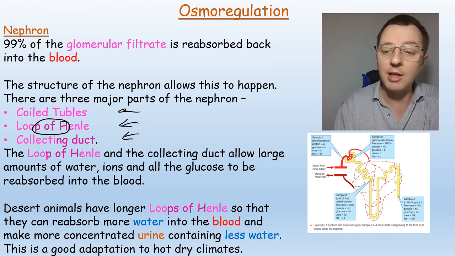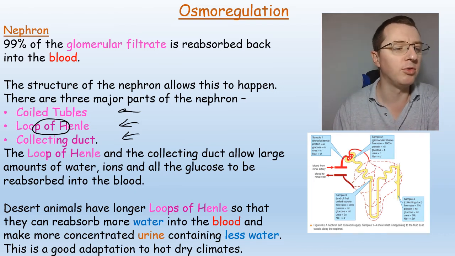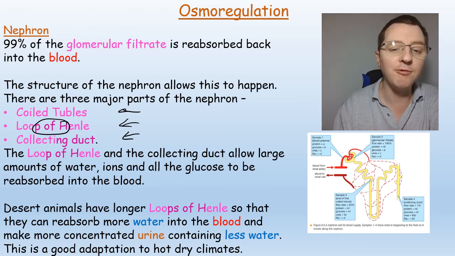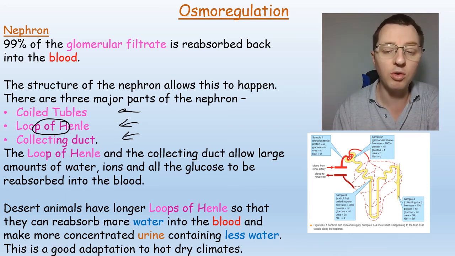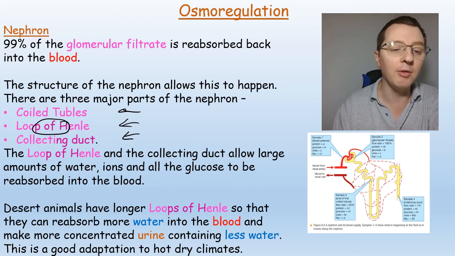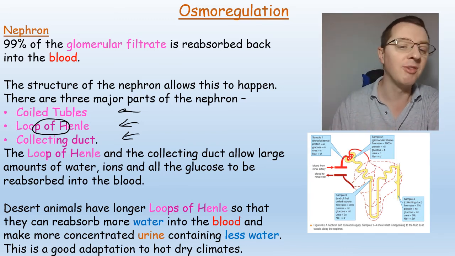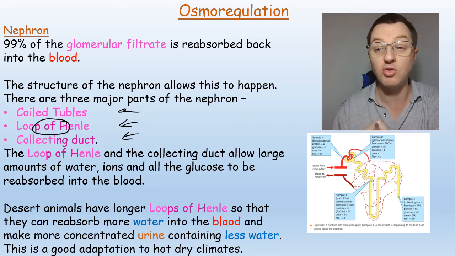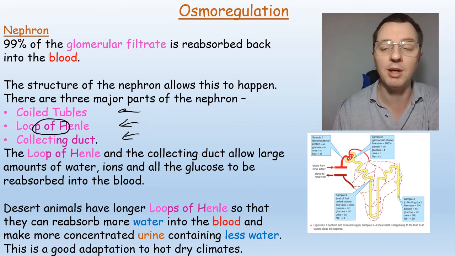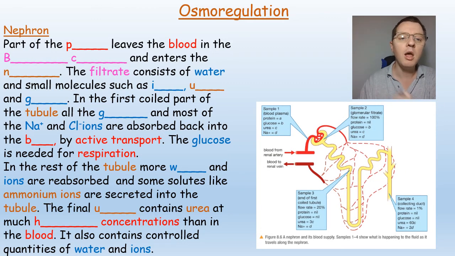Interestingly, desert animals, where it's even more important not to lose any water, have very long loops of Henle so that they can reabsorb more water back into the blood and form more concentrated urine containing less water. This is a very good adaptation to hot, dry climates and something you may well be asked about in your exams. So just consider what we've learnt already.